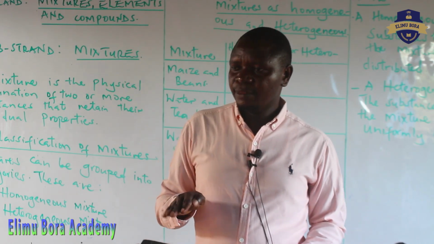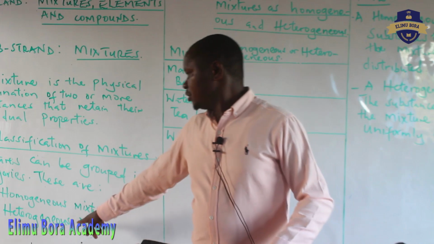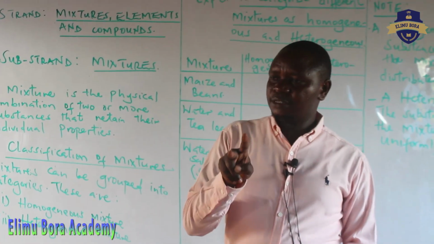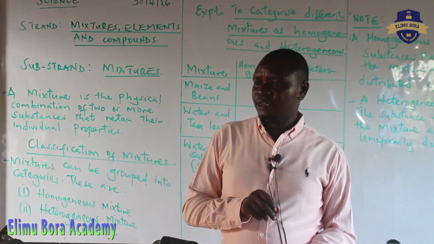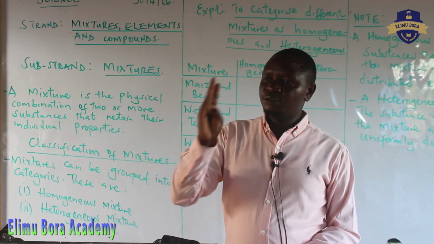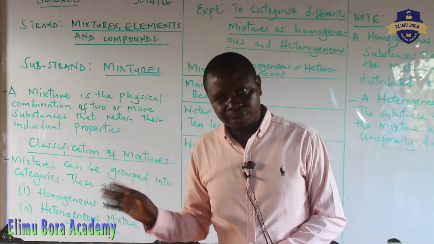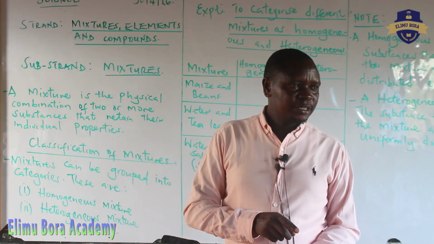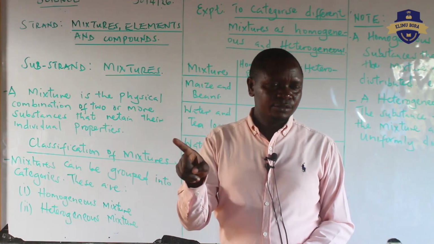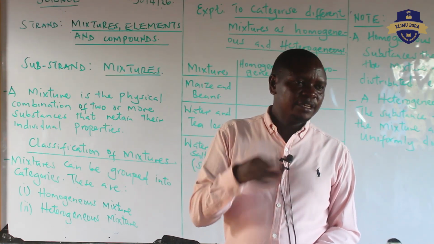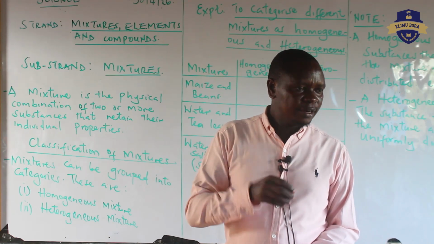Are we together? When we go to the second class, which is the heterogeneous, it is whereby the two substances don't mix. Are we together? The particles don't mix to form a uniform mixture. An example is what? Sand and sugar. Sand and sugar, they don't mix. They just form what? Distinct layers.